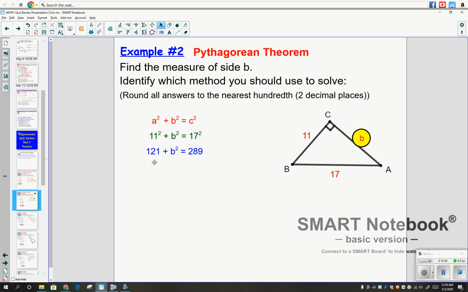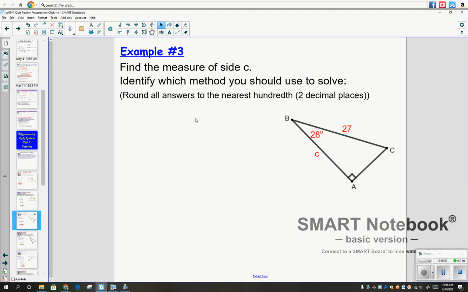I'm solving for B squared, so let's get that by itself. So I'm going to subtract 121 from both sides. I have B squared equals 168. How do I undo that and get B by itself? Yeah, we're going to take the square root of both sides. Square root of 168 is 12.961. Rounded to the nearest hundredth is 12.96.